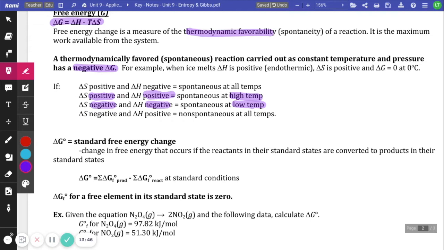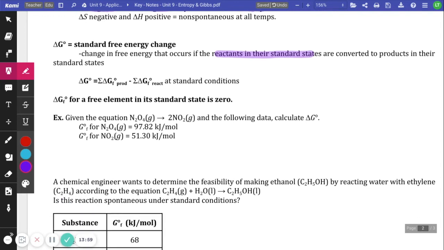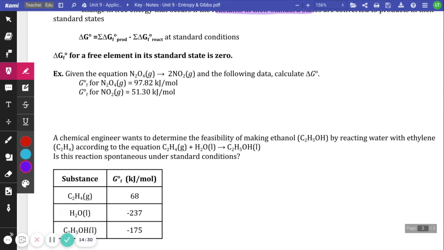We are going to start by talking about delta G standard, which is our standard free energy change. This is the change in energy that occurs if the reactants in their standard states are converted to the products in their standard states. We have a very similar equation to the ones we've learned: delta G is equal to the sum of the delta G of our products minus the sum of the delta G of our reactants at standard conditions. The delta G of formation for a free element in its standard state is 0. So if I have oxygen, an element by itself in its standard state, it will be 0.